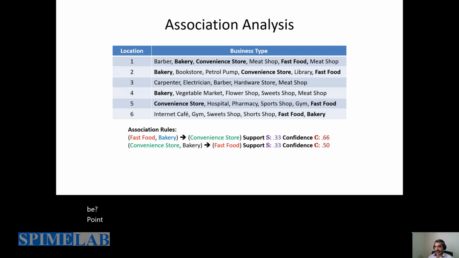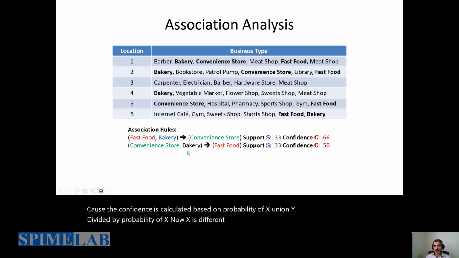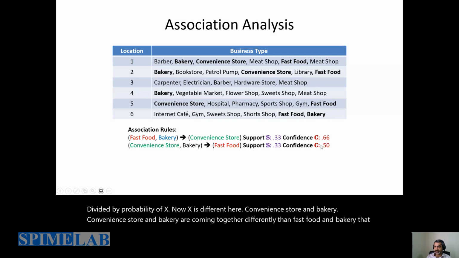0.33. And confidence is not going to be 0.66. Why is it 0.5? Because the confidence is calculated based on probability of X union Y divided by probability of X. Now X is different here. Convenience store and bakery are coming together differently than fast food and bakery. That affects confidence.